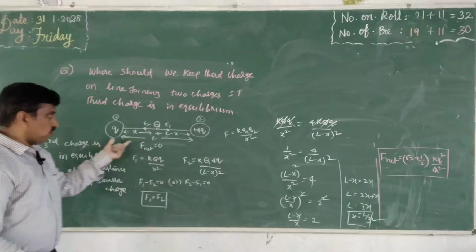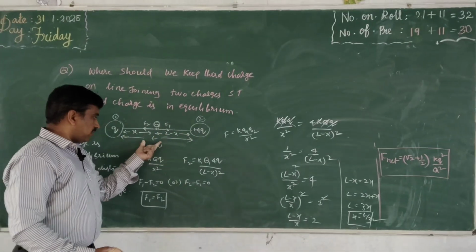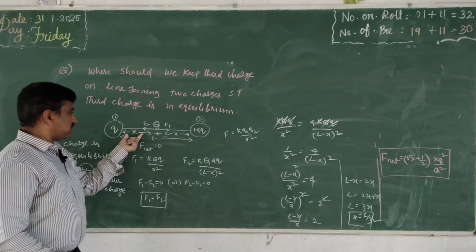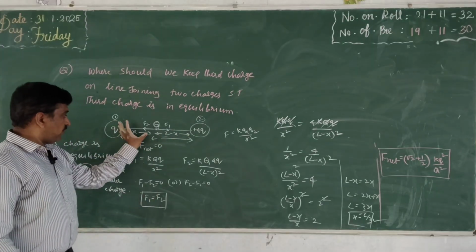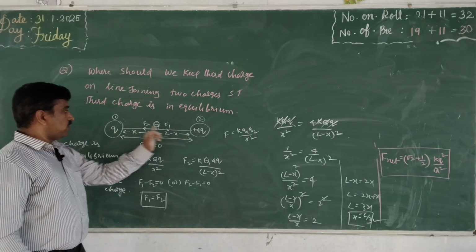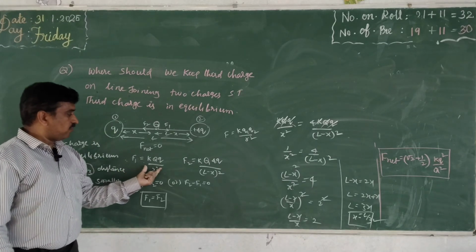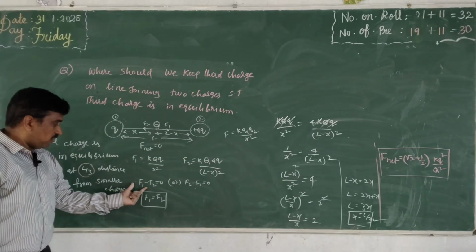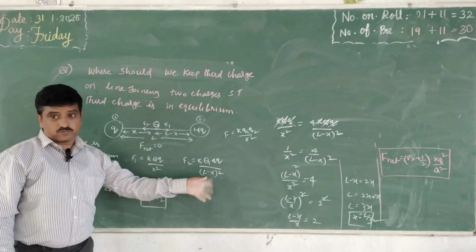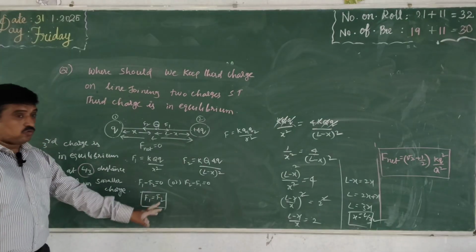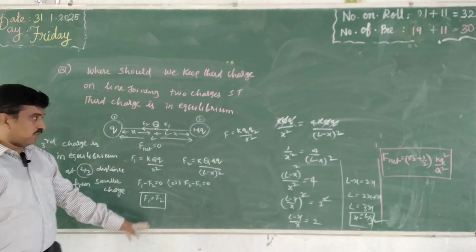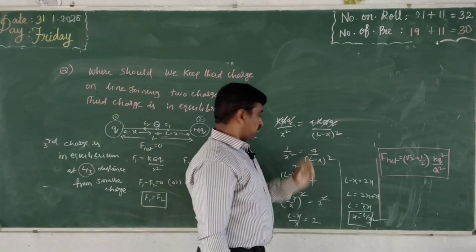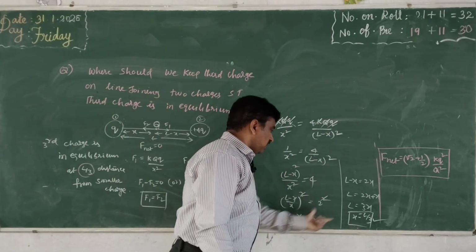First q and 4q both are separated by L distance. At x distance we can keep capital Q. So automatically the other distance is L minus x. Due to this we find F1, due to this F2. F1 we can find out, F2 we can find out. F1 minus F2 equal to 0, or F2 minus F1 equal to 0. From that, F1 equal to F2. Why? Because F net equal to 0. So F1 equal to F2. F1 we can write, F2 we can write. Simplification, we get x value.